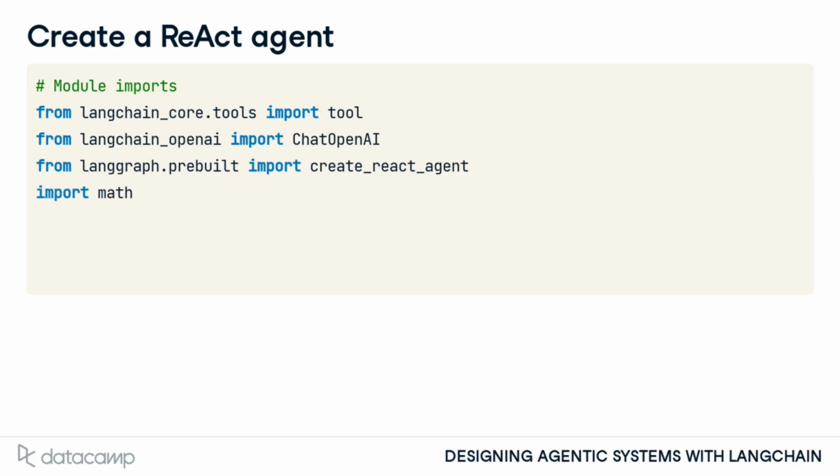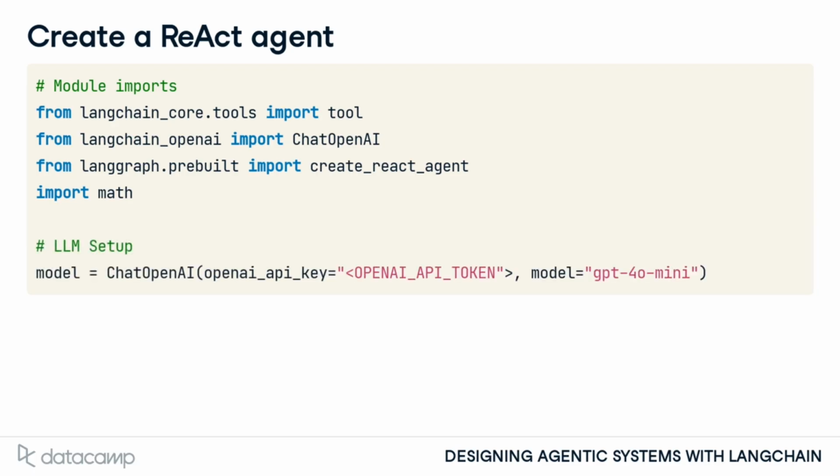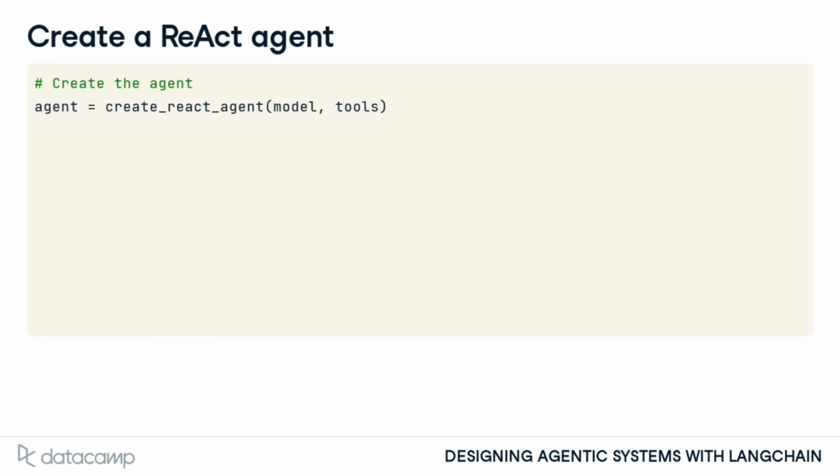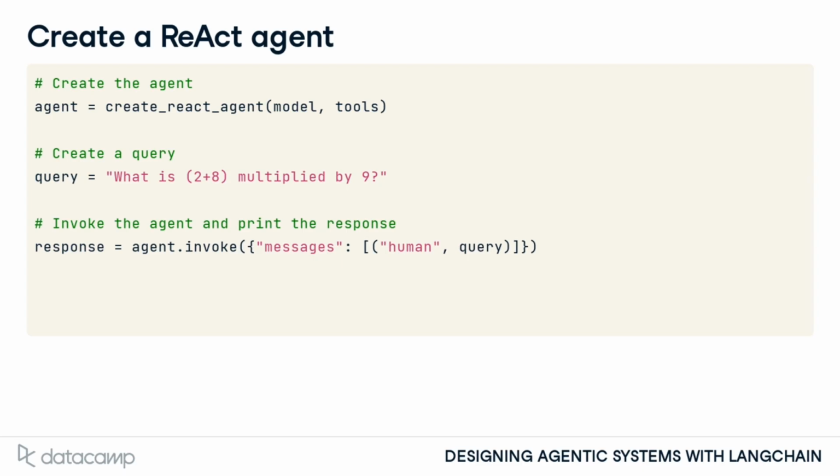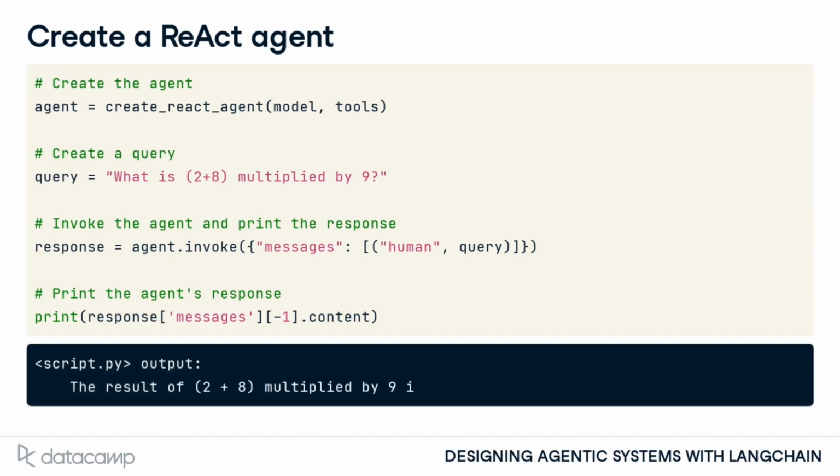Then, once our model has been defined, we'll create our ReAct agent by passing the model and a predefined tool to the create_react_agent function. Since our tool is a basic calculator, we'll define a math query as a string. We'll pass this query, labeled human, to the agent using the invoke method, storing the output as a response. We'll then use the content attribute to print the last item in messages of response to get the agent's answer.